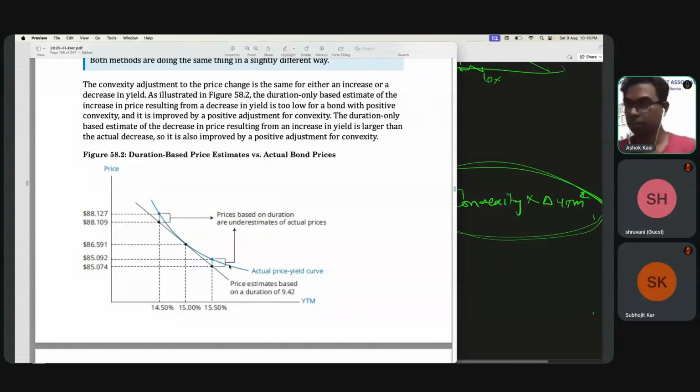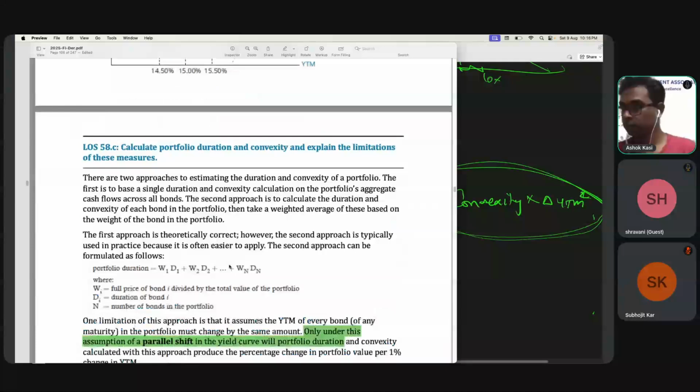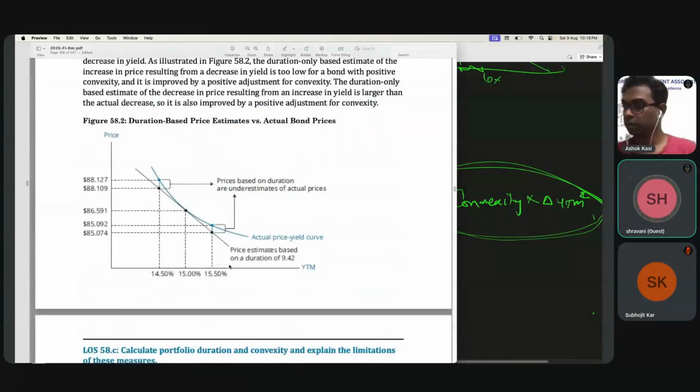So what do they mean by positive adjustment of the convexity? Positive adjustment means it is lifting the price up when the interest rate is coming down, which is positive for the investor. Similarly, when the interest rate is going up, it is not allowing the price to go down, which is also positive for the investor. Both sides it is positive for the investor.